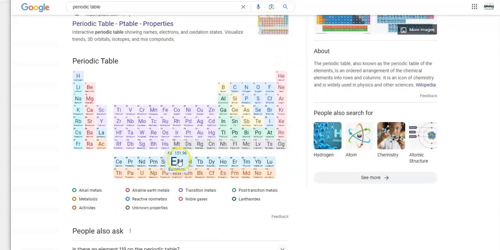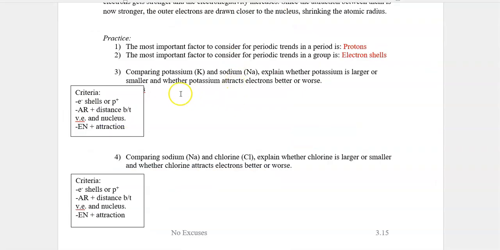So first off, where are they on the periodic table? Sodium is right here, potassium is right here. So they are in the same group, which means protons are less important. Electron shells is what we want to use to explain this. Sodium's in the 3rd row, which means it has 3 electron shells. Potassium's in period 4, so it has 4 electron shells. So let's just start with that. Sodium has 3 electron shells, and potassium has 4.